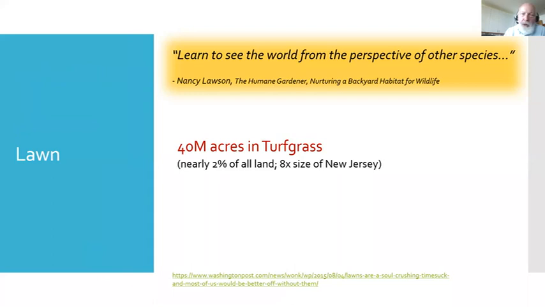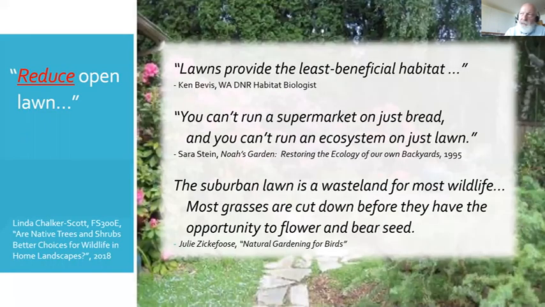This is where I get on my lawn rant. 40 million acres of America is in turf grass. That's 2% of the entire land mass of the United States, 8 times the size of New Jersey. The least productive habitat for wildlife. I love the quote here: you can't run a supermarket on just bread, and you can't run an ecosystem on just lawn. Look at this, Julie Sickafus is far more straightforward: the suburban lawn is a wasteland for most wildlife.